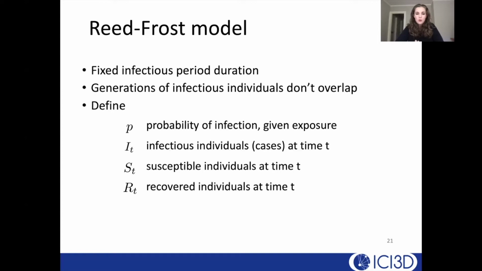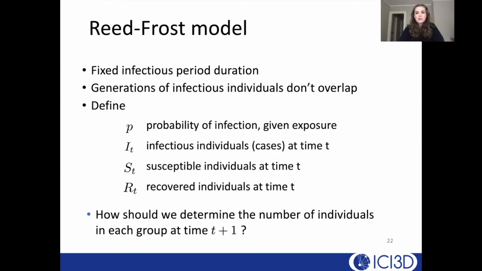For this model, we're going to define P, the probability of infection given exposure, I sub t, the number of infectious individuals or cases at time t, S sub t, the number of susceptible individuals at time t, and R sub t, the number of recovered individuals at time t. So how should we determine the number of individuals in each of these groups at time t plus 1?